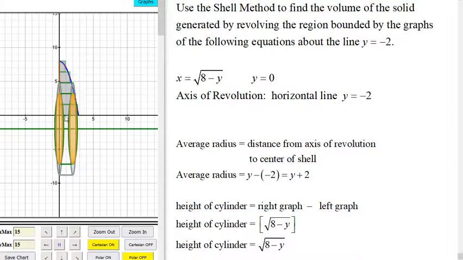The average radius will be the distance from the axis of revolution to the center of the shell. This is the y, this is the x-axis right here. And so from here to here, from the x-axis to the center of the shell, is some y distance. And then we also have from here to here, which is a distance of 2. And therefore the average radius will be y plus 2. Or we could also write it as y minus negative 2, which is the same as y plus 2.